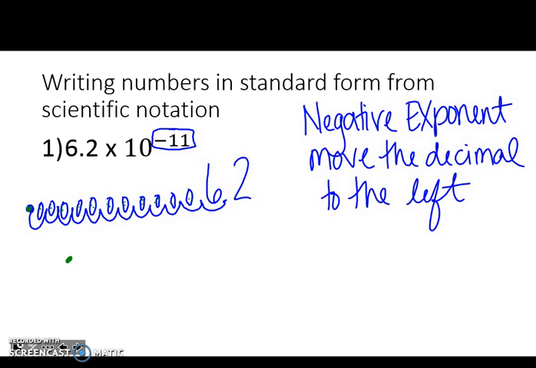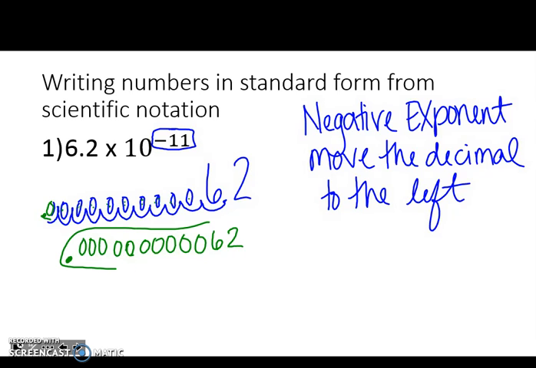I have one too many zeros. That's my fault, guys. So there should be 10 zeros in the front. So I'm going to write 10 zeros, 3, 4, 5, 6, 7, 8, 9, 10. And then we still have to write that 6 and that 2 in the back. So 6.2 times 10 to the negative 11th is this really teeny tiny number when it's written in standard form.